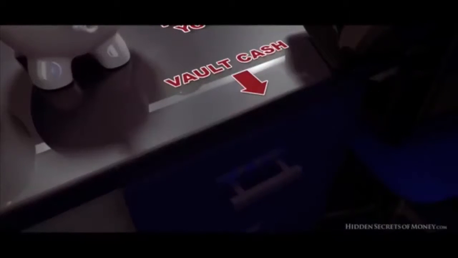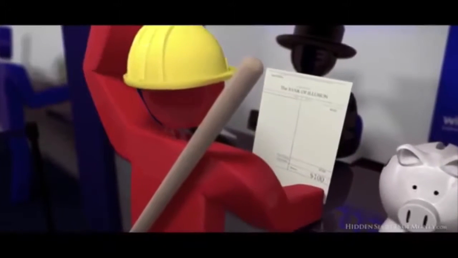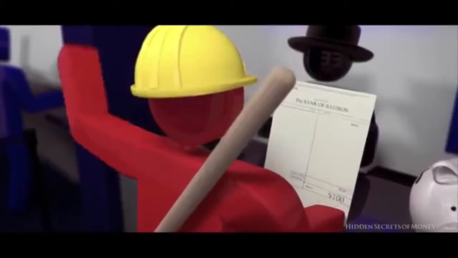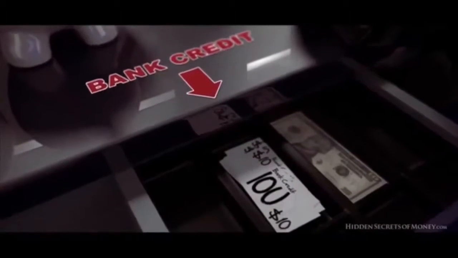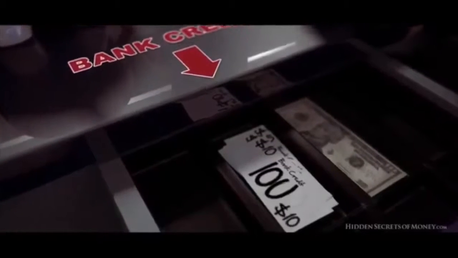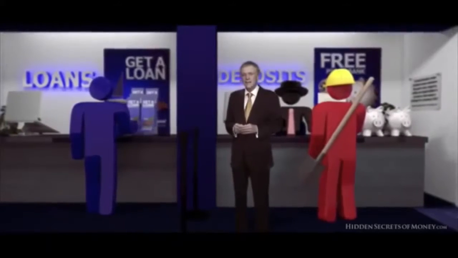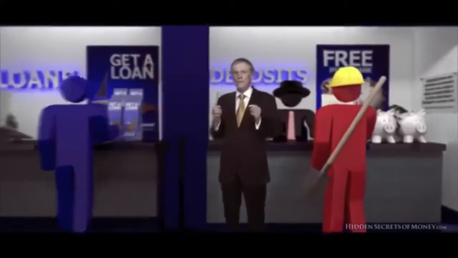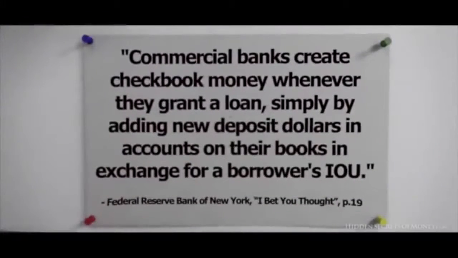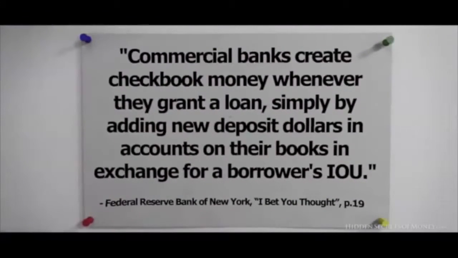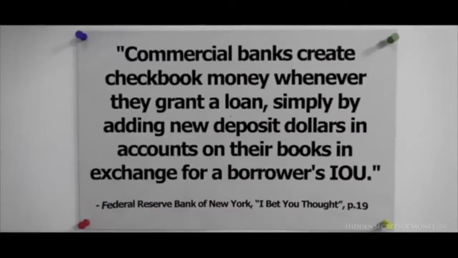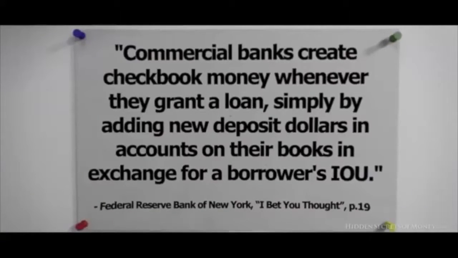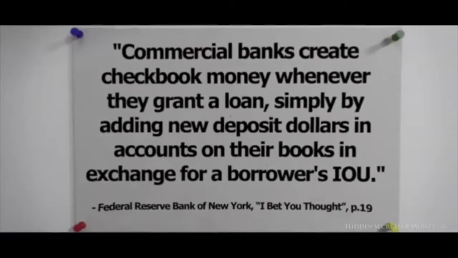Vault cash. But why does your bank account still say you have $100 if the bank has stolen $90 of it? Because the bank left IOUs it created, called bank credit, in its place. Now I know this sounds crazy, but here it is in black and white from the Fed. Commercial banks create checkbook money when they grant a loan simply by adding new deposit dollars in accounts on their books in exchange for a borrower's IOU.